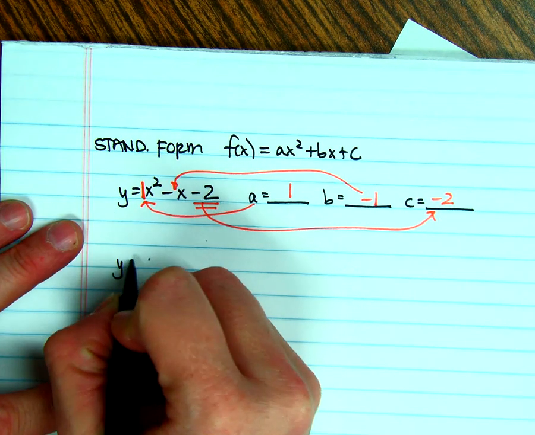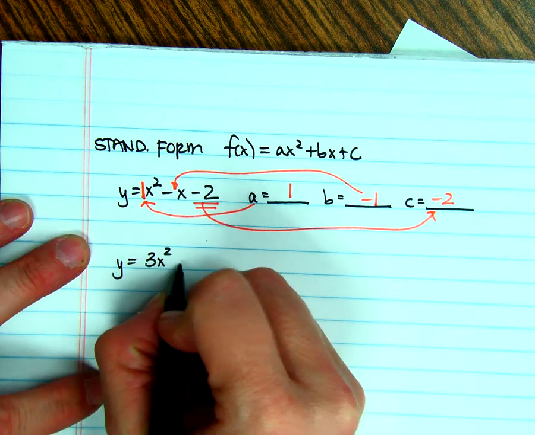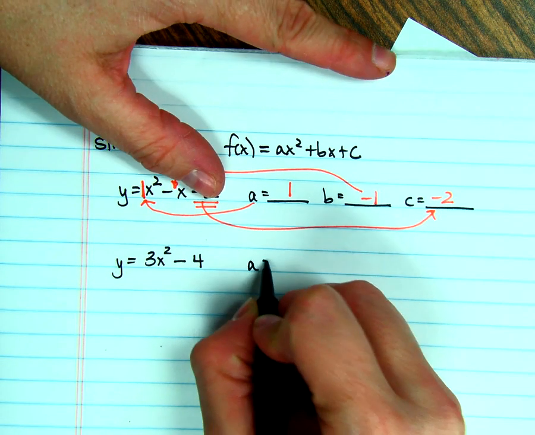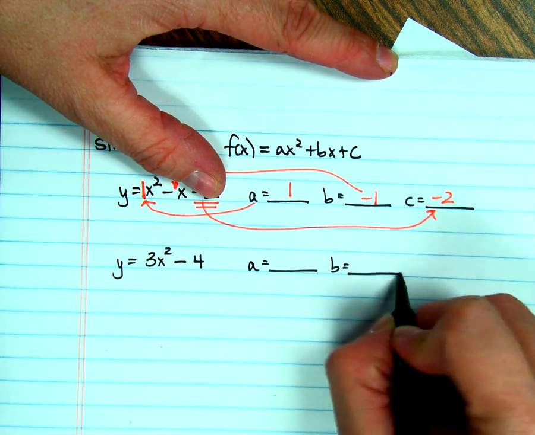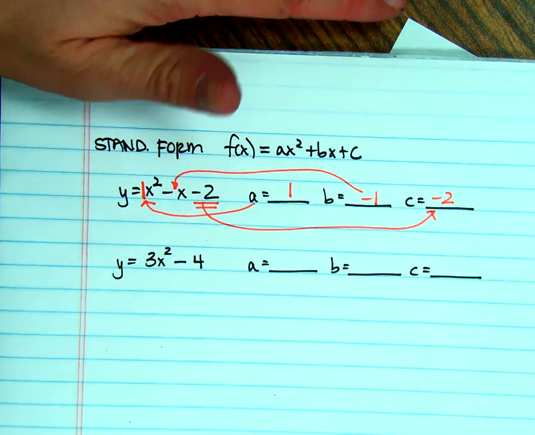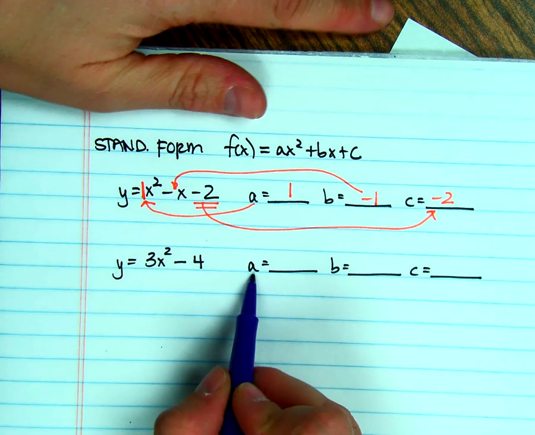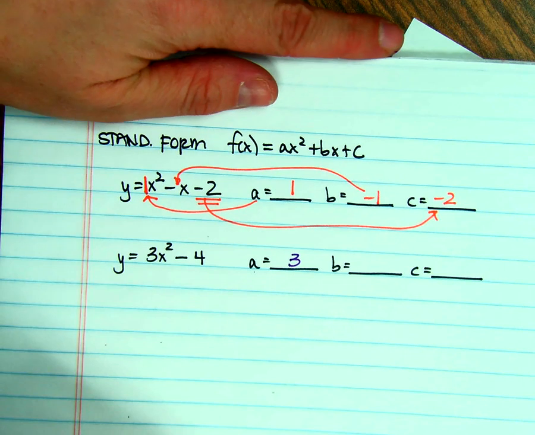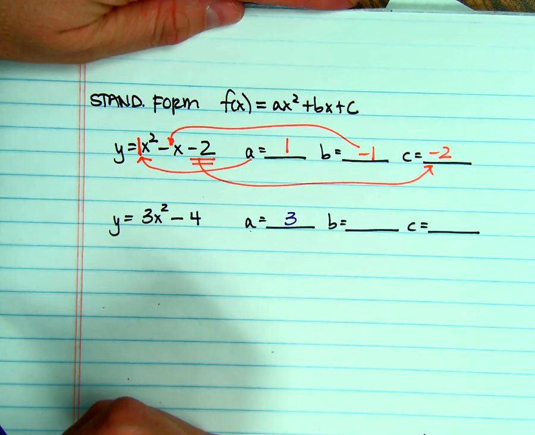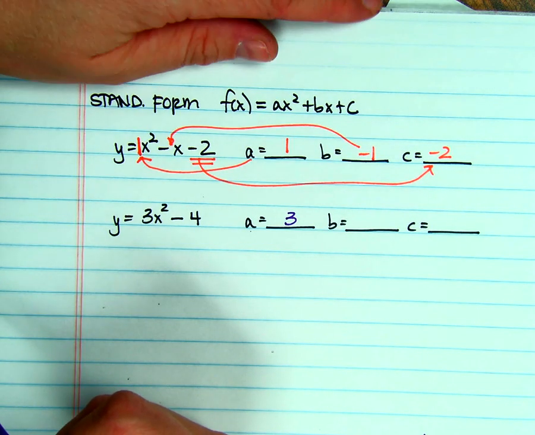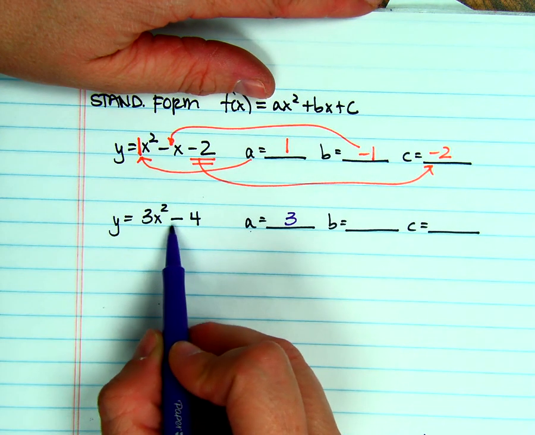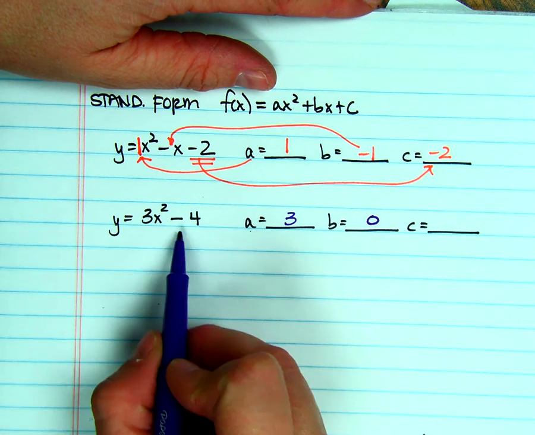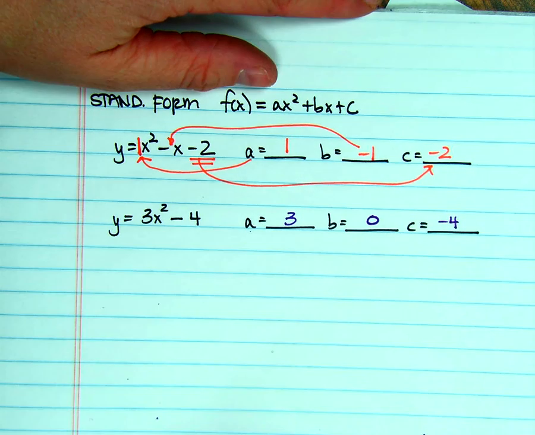If we have something like y equals 3x squared minus 4, and you identify your A and your B and your C, same thing still applies. The A is in front of the squared or the quadratic term, so it'd be a 3. But where is my B? B is in front of the x, but we don't have an x or a linear term. So it is a 0. And then C would be just the number, negative 4.